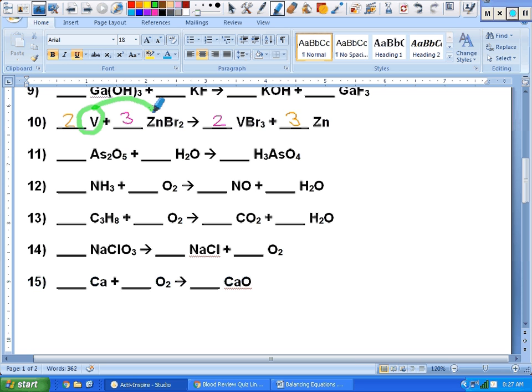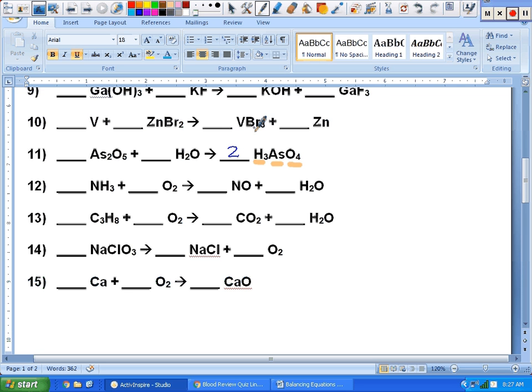So As2O5 plus water yields arsenic acid. How many As's do I have on my left? 2. How many do I have on my right? All right, so again, if we have 3 hydrogens, we've got 1 As, and we've got 4 oxygens. So this is going to be a little challenging. So I'm just going to put my 2 in front of this. Does that make sense?